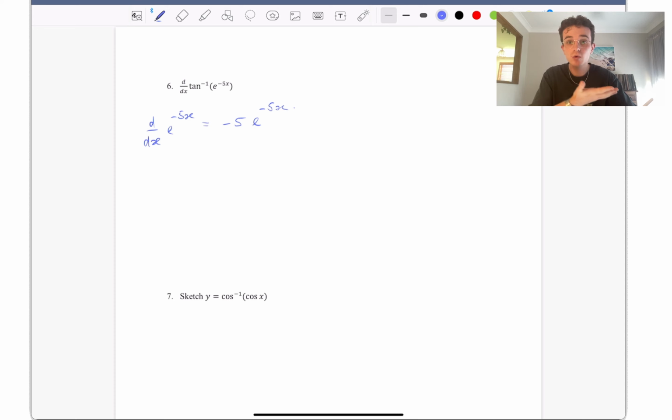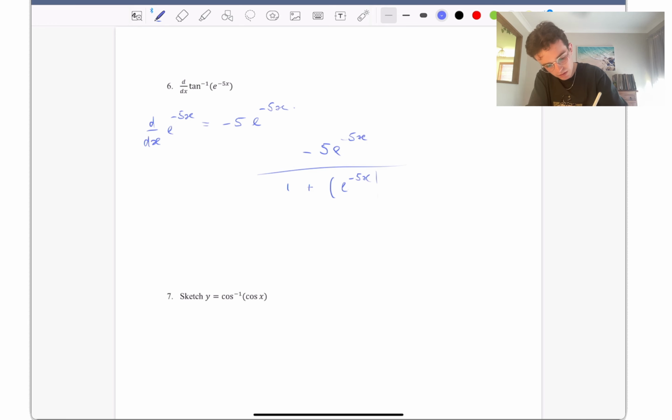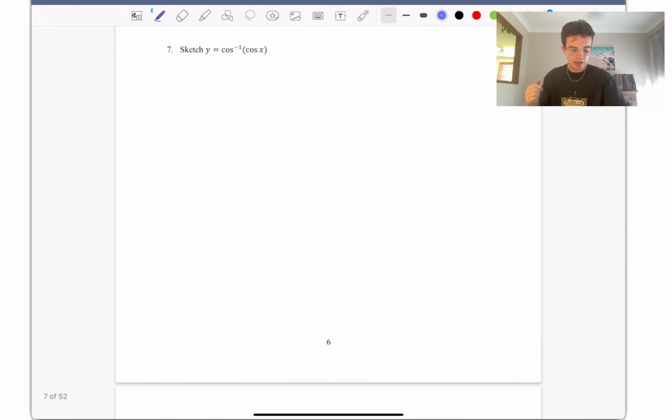So applying our rule to differentiate tan inverse of x, we differentiate what's in the brackets and we put that on the top. Minus 5e to the minus 5x over 1 plus the thing in the brackets squared, e to the minus 5x squared. Now we can simplify that and write this as minus 5e to the minus 5x over 1 plus e to the minus 5 times 2, which is 10x. That's the differentiation there.